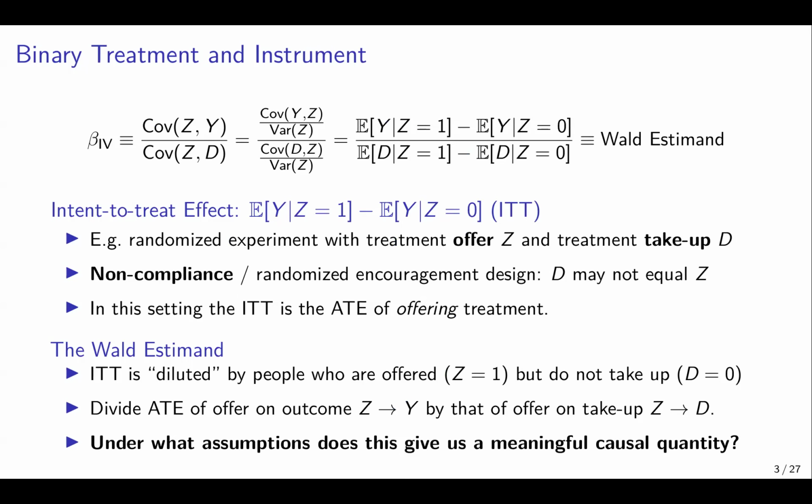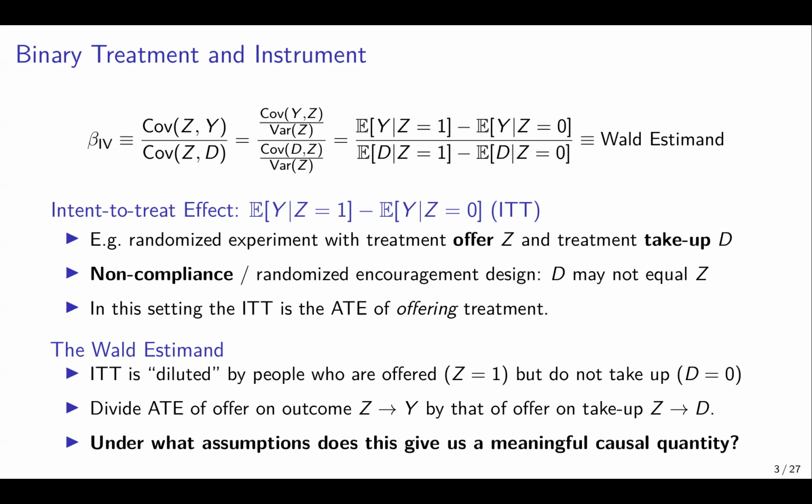So let's very, very quickly review the case of IV in a homogeneous effects model with a binary treatment and a binary instrument. This gives rise to what is typically called the Wald estimand. So you recall that beta IV, the IV population estimand, the thing that we're trying to estimate, is defined as the covariance between z and y divided by the covariance between z and d. Now, if we multiply both the numerator and the denominator by the variance of z, so that's just the same thing as multiplying by 1, we end up with a slightly more complicated looking expression, but it's actually quite helpful.